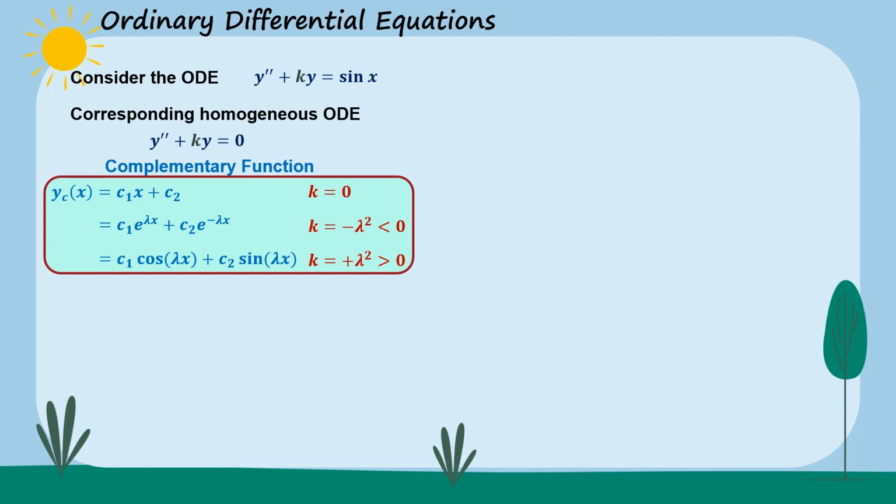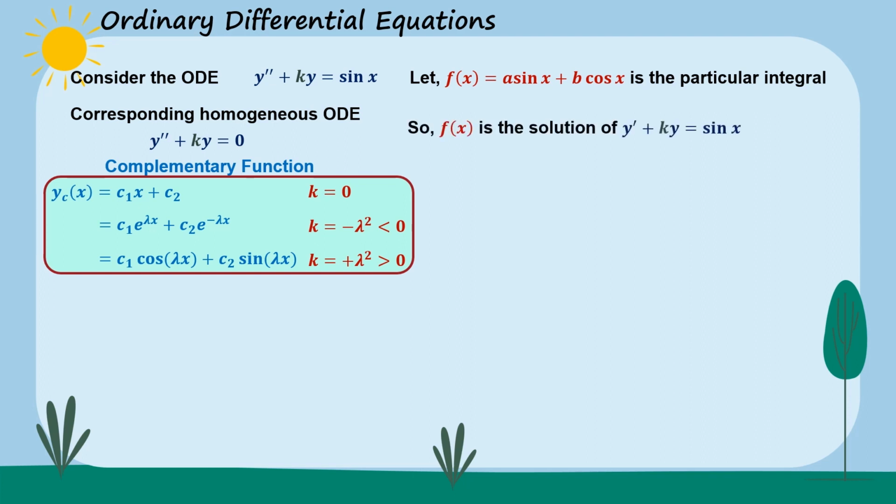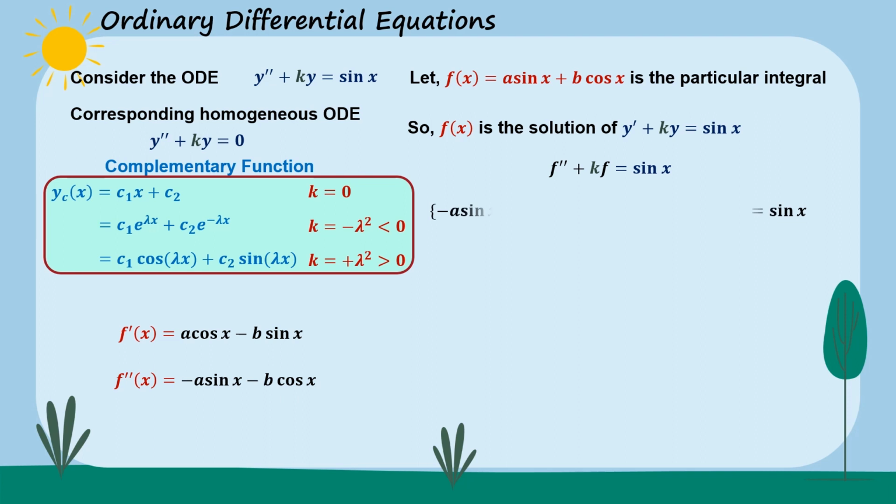This is the technique. It's not inbuilt in me; someone else built it for us, so we have to remember that approach. So let's go ahead. Here we consider the solution of the particular integral as a sin x plus b cos x. Obviously, this is a solution of the differential equation, so we need to check that f(x) satisfies the ODE. So f double dash plus k f dash is equal to sin x. We calculate f dash, which is obviously a cos x minus b sin x, and f double dash will be minus a sin x minus b cos x. Let's substitute those values in the respective positions.